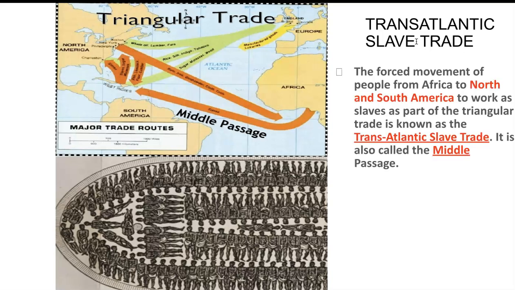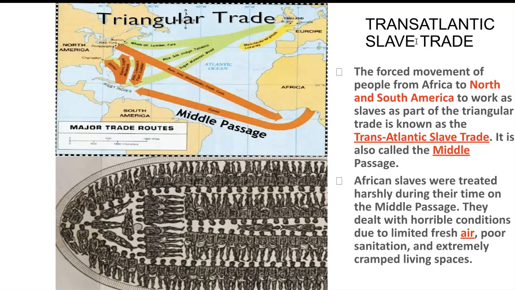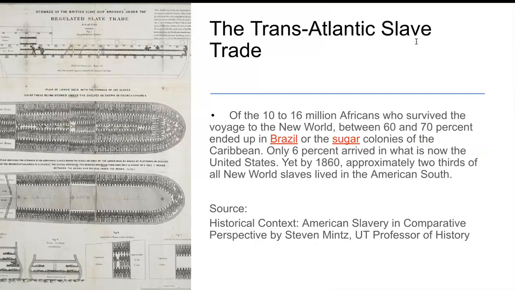Transatlantic slave trade. The forced movement of people from Africa to North and South America to work as slaves as part of the triangular trade is known as the transatlantic slave trade. It is also called the Middle Passage. You can see in the picture on the left that they are crossing the Atlantic Ocean. African slaves were treated harshly during their time on the Middle Passage. They dealt with horrible conditions due to limited fresh air, poor sanitation, and extremely cramped living spaces.